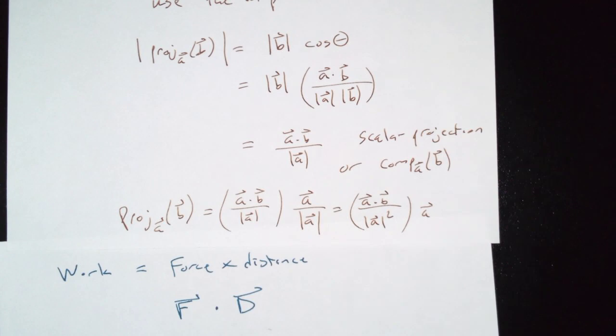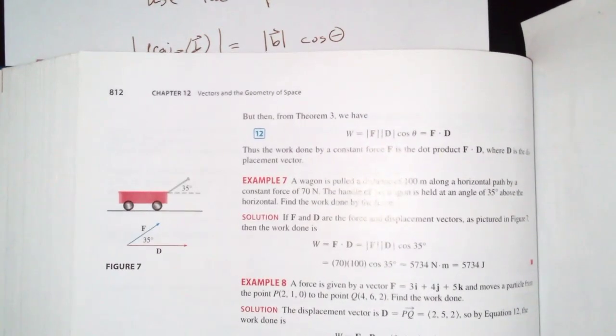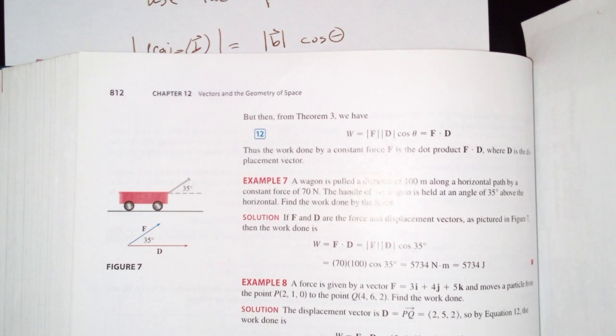Page 812. All right, it's not my cart, it's a little red wagon. Here's the little red wagon being pulled at an angle of 35 degrees by a child taller than that, so the handle's not perfectly flat, it's up. And if they pull with a force of 70 newtons and they walk 100 meters, how much work did they do?